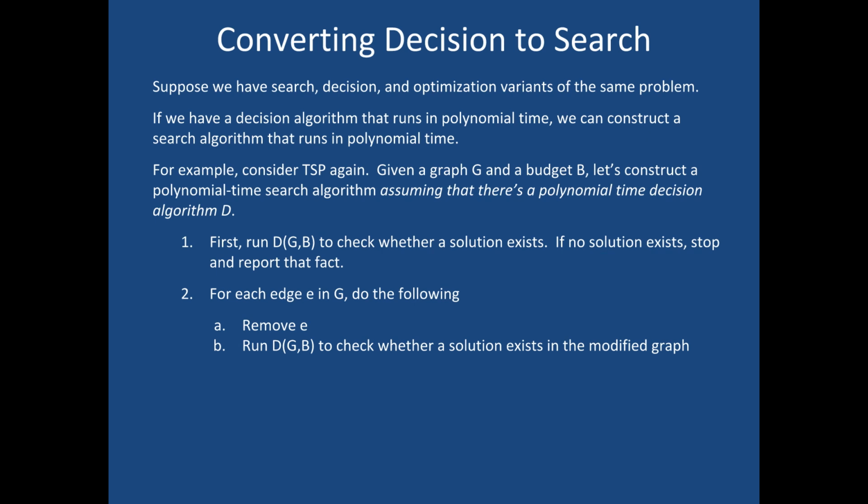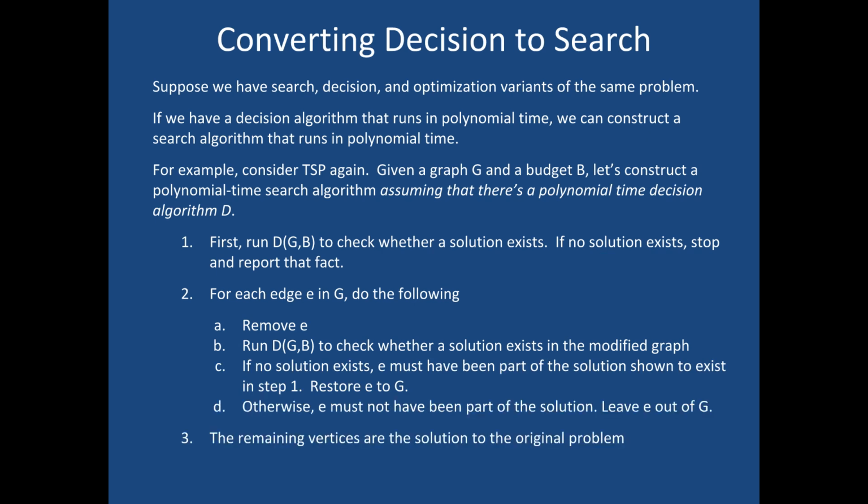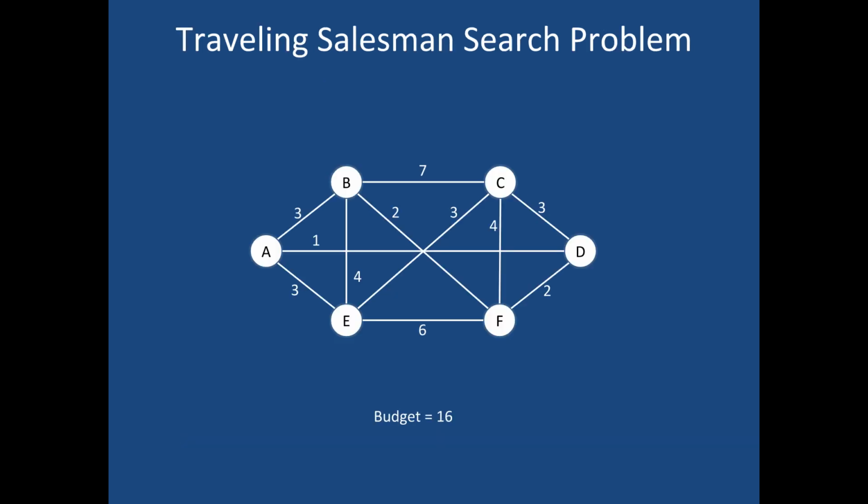That edge didn't matter. So we're going to test each edge in turn, and what we're going to end up with in the end is just a graph containing the Hamiltonian cycle. All right, so that just summarizes what I said. Let's see how it works. So we're going to take that edge right there.